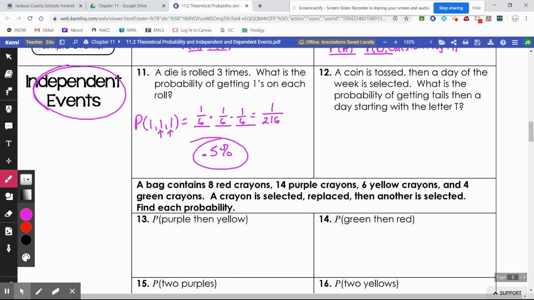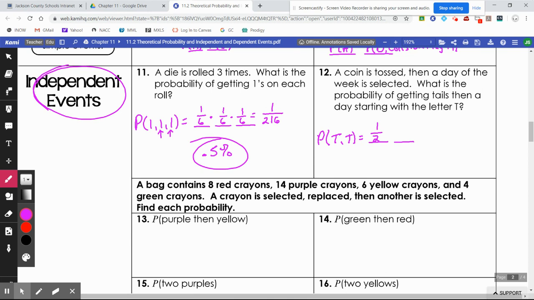A coin is tossed, then a day of the week is selected. So we want to know the probability of getting tails and the day of the week starting with the letter T. I'll just put T and T. So what's the probability? There's 2 events happening there. First off, the probability of getting a tails, we know there's only 1 tail on the coin out of the 2 sides. So the probability of getting a tail is 1 out of 2.